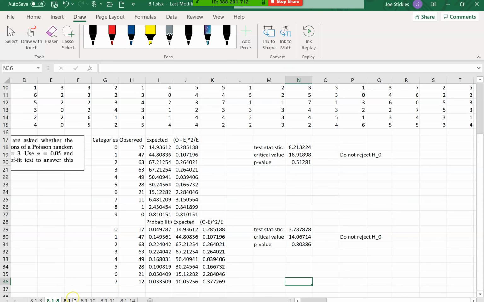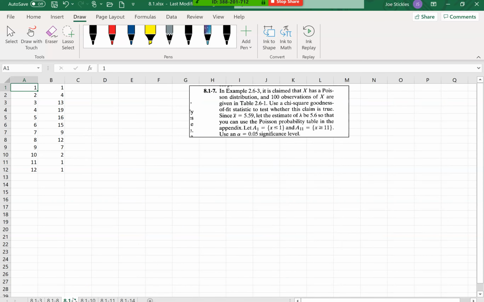All right. Let's look at the next one. So this is another one where we've got a Poisson distribution, but this one's slightly different because it says to use an estimate of 5.6 so we can use the table. I'm actually going to use that 5.59 value as our estimate anyway to see if we've got a good fit for this particular Poisson distribution.